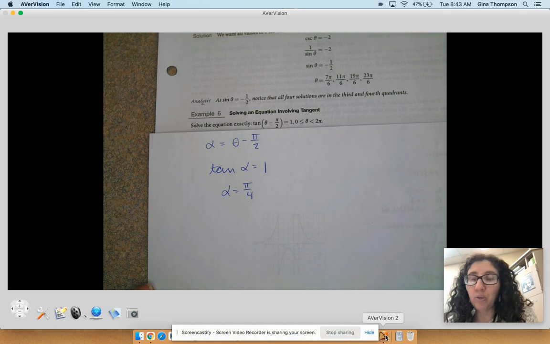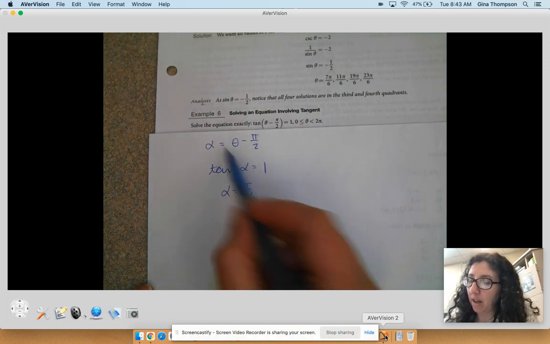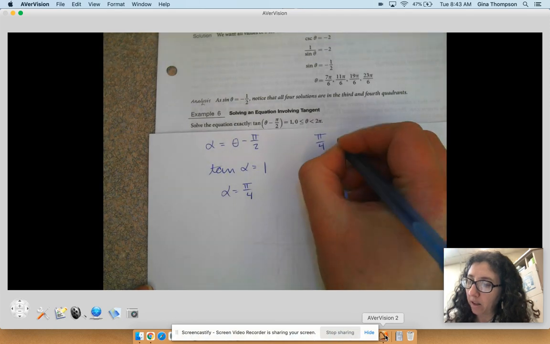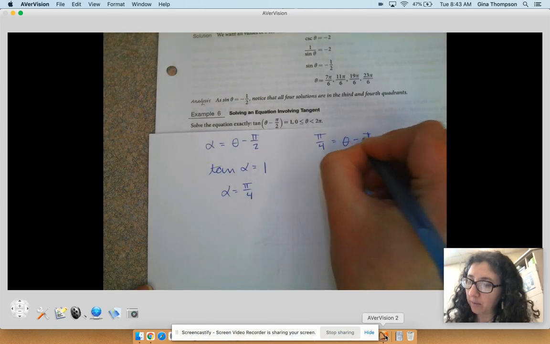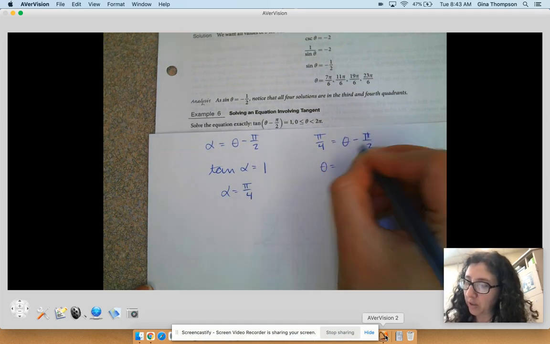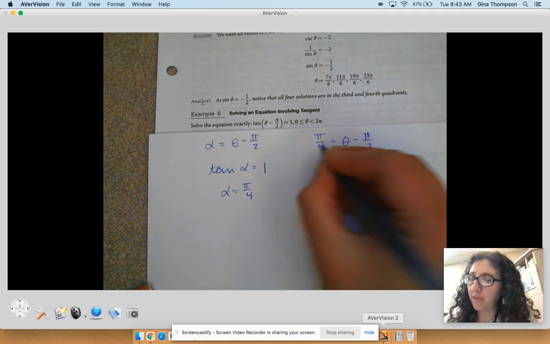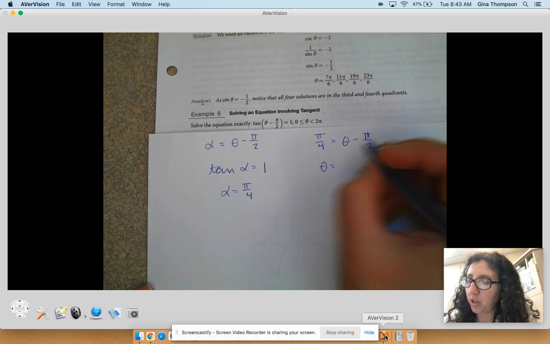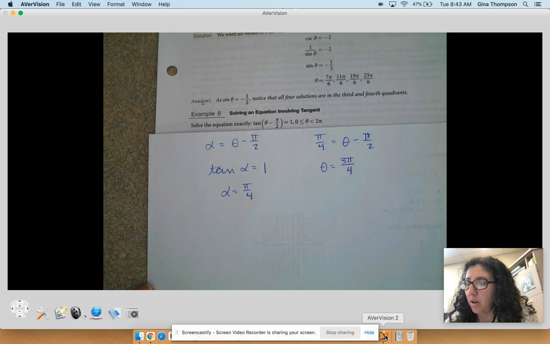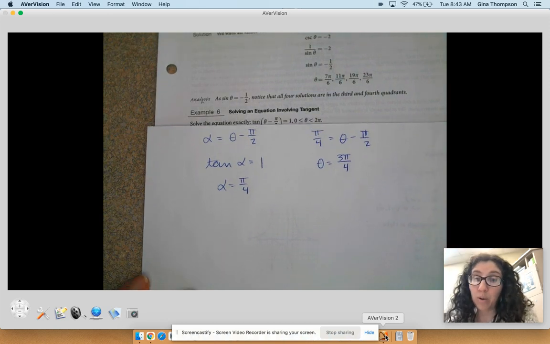Okay, now I'm back into reality, and I'm going to say, well, okay, alpha is pi fourths, equals theta minus pi halves. So now I can solve for theta, right? Theta is going to be, add pi halves to both sides, which is going to be 3 pi fourths. Okay, so we skipped the important part again. Let's think about that. What are we expecting here?